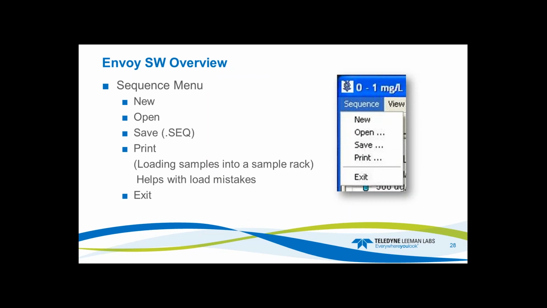Sequence menu, when you hit that, you have new, open, and save sequence as a .seq file. That's kind of nice because if you're running the same type of sequence all the time, you can save it and then recall it, and you don't have to type in those samples. Maybe just change the names a little bit. You can print. That's kind of nice for taking the sheet of paper over to the fume hood so you can load samples and reduce mistakes. And of course you have exit.